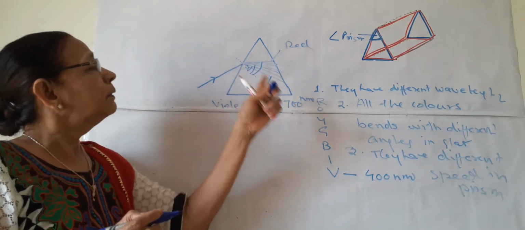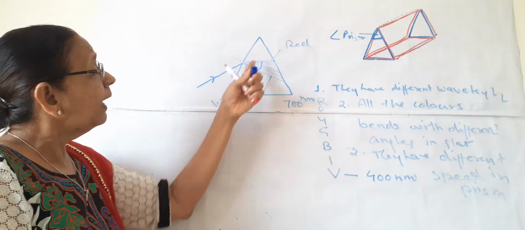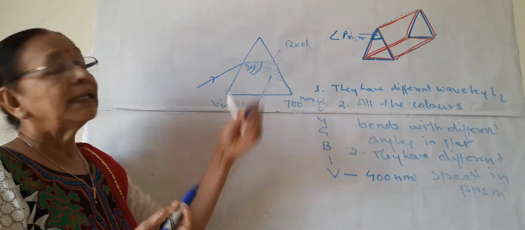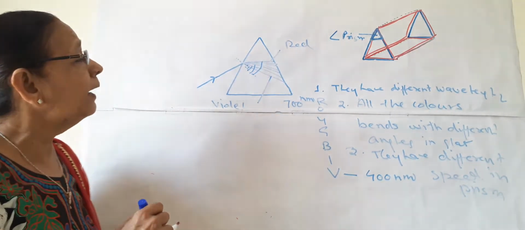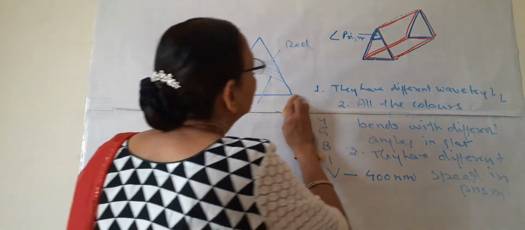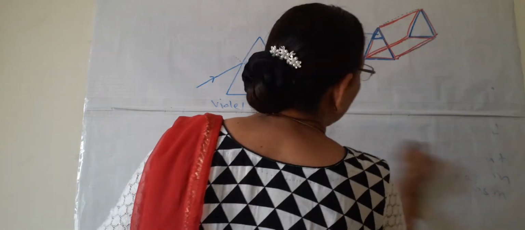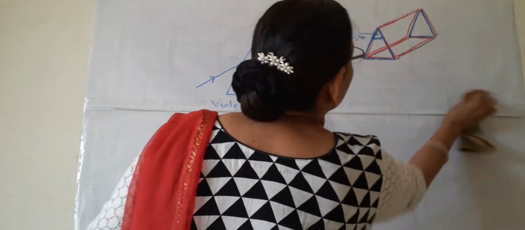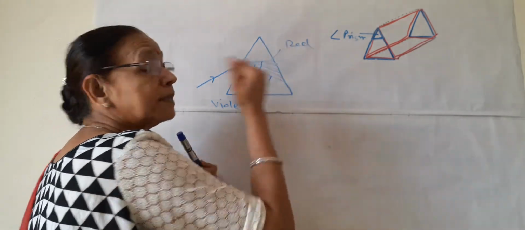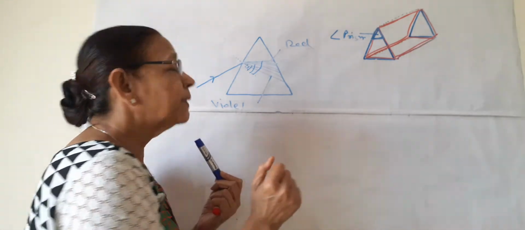Their angle of bending, the angle of refraction, is different. All the colors bend, they refract, by different angles. So inside the prism, these are the different angles, and now these rays of 7 colors touch this surface of the prism, this interface of the prism.